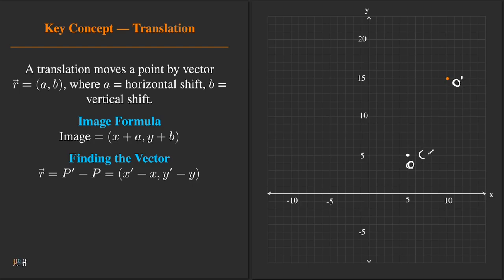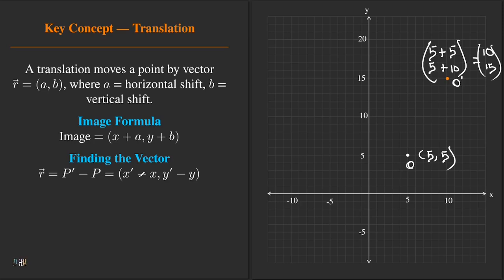So if this point is simply a 5, 5, then its image here is going to be the 5, 5, but then we are going to add the translation vector. So I said the translation vector was a 5, 10. So we have 5 and then 10. And that simply gives us a 10. Then 5 plus 10, we have a 15. And that is exactly the coordinate of this point here, which is 10, 15.